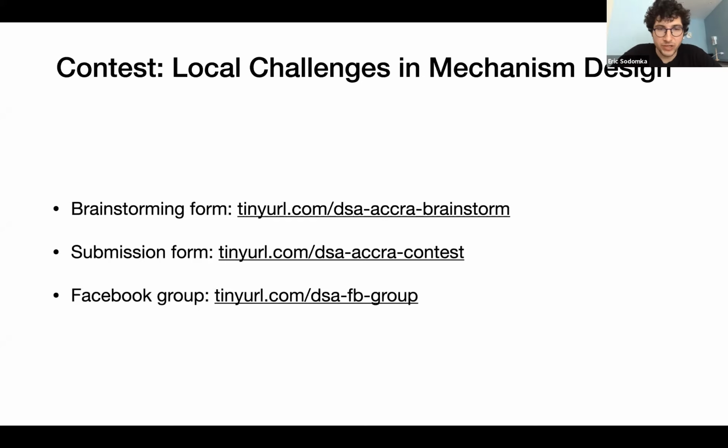The second of these forms is where you can actually submit. It's a really simple form. You're just basically saying, what is the problem? How might the tools of mechanism design be useful? And give your name. The Facebook group, that's what some of you joined. I'll add all of you right now, those that requested to join.